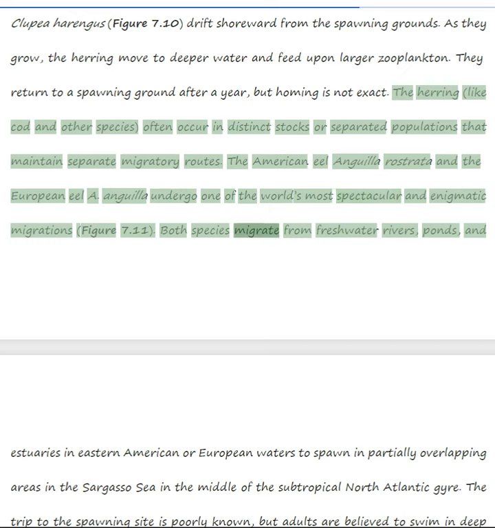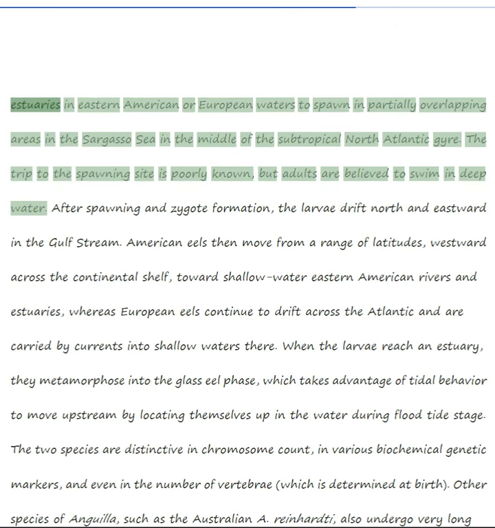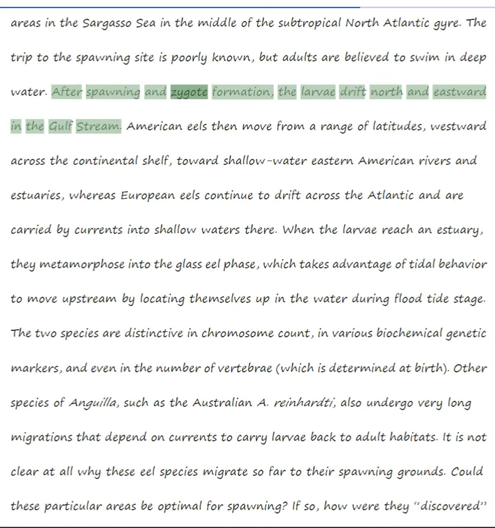Both species migrate from freshwater rivers, ponds, and estuaries in Eastern American or European waters to spawn in partially overlapping areas in the Sargasso Sea in the middle of the subtropical North Atlantic Gyre. The trip to the spawning site is poorly known, but adults are believed to swim in deep water. After spawning and zygote formation, the larvae drift north and eastward in the Gulf Stream.